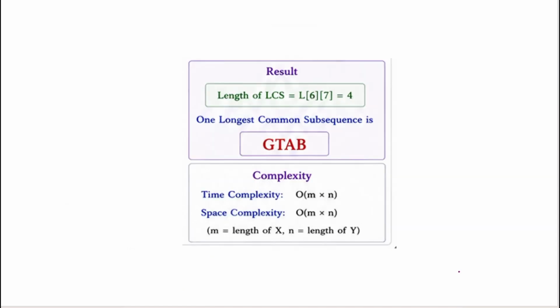Okay. So the result is the length of the LCS is 4. What are the characters present in the subsequence? GTAP. The time and space complexity is order of m times n, where m is the length of the first string and n is the length of the second string.